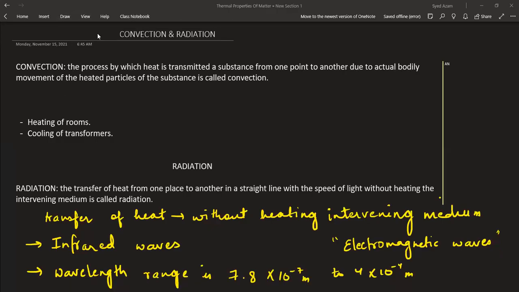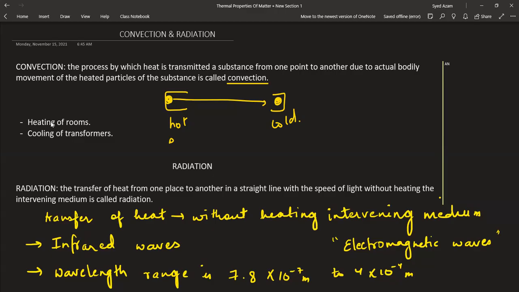Okay, what is convection? Convection is very easy. Here is the movement of particles. Suppose this is the hotter end, where we have put the flame. So this is the hot particle. This will move from this end to the other end. So hot particle will reach towards the colder end like this. That is convection. The process by which heat is transmitted across a substance from one point to another due to actual bodily movement of the heated particles of the substance is called convection, like heating of rooms, cooling of transformers.